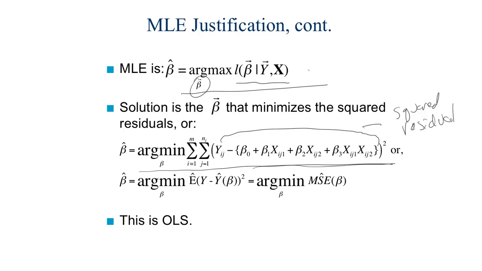And that in itself is called the mean squared error. So you can think of this as maximizing the likelihood is minimizing the mean squared error. And that's ordinary least squares. I mean, that's what you're doing. That's why it's called least squares, because you're minimizing squared residuals. I just put that in for this predicted value based on the beta.